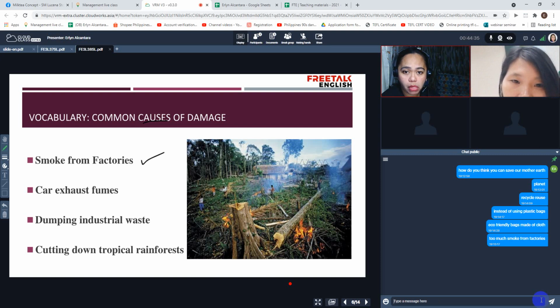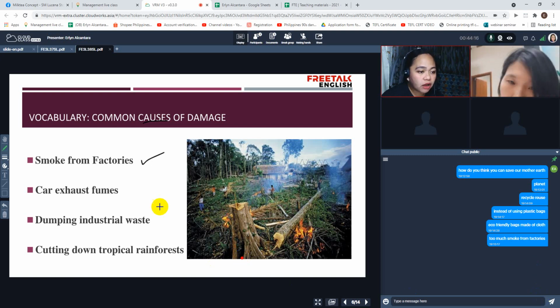I think in Vietnam there are many factories with too much smoke. Smoke. Okay. So many factories put out too much smoke.